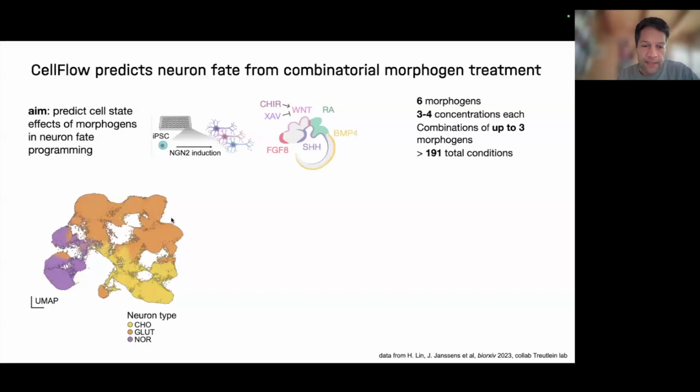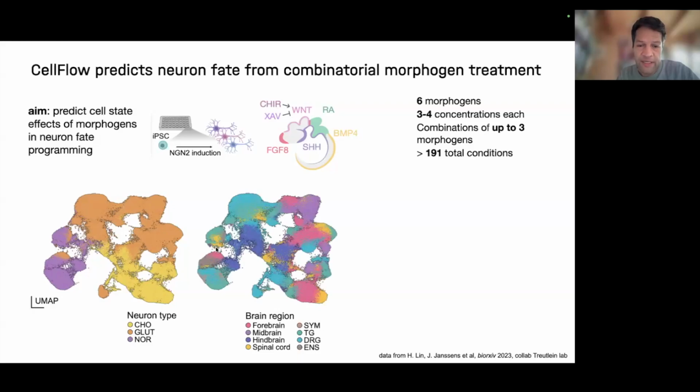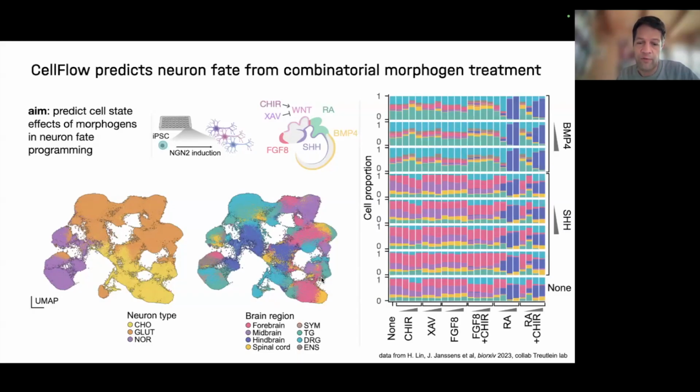So the cool thing is, this is a map of various combinations. Barbara's lab has been doing nearly 200 conditions, and you see they fill up different regions. We have a map so we can annotate them, and we see that they also cover a whole bunch of brain regions. And here, depending on which factor you use, you see different enrichments of cell proportions. So that's a baseline to train on.